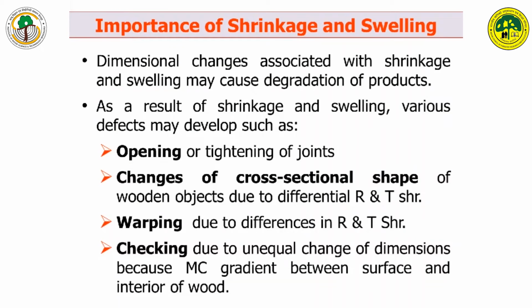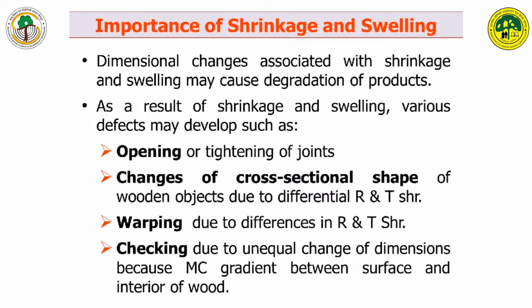So what is the importance of studying the shrinkage and swelling behavior of the wood? As I told, dimensional changes associated with shrinkage and swelling may cause degrade in the timber products. So to reduce the degradation, we have to control the shrinkage and swelling behavior of the wood. As a result of shrinkage and swelling, different types of defects which can be shown in the wood are the opening or tightening of the joints.